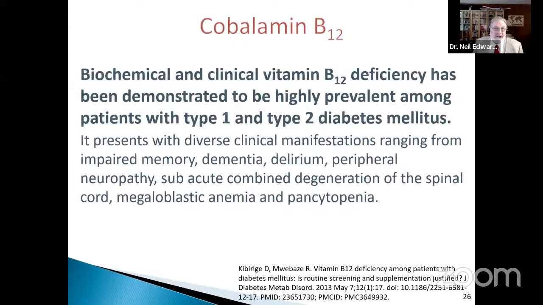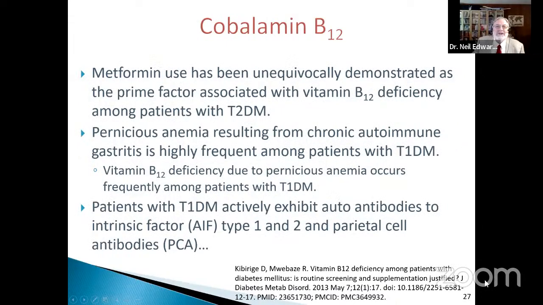And vitamin B12 is the other B vitamin that we need to talk about. It's very likely that diabetics are deficient in vitamin B12 with a number of clinical manifestations, including memory problems, dementia, and other types of symptoms. Metformin use is the main factor associated with vitamin B12 deficiency in type 2 diabetics. And also there's an autoimmune feature that tends to be very frequent among patients with type 1 diabetes.